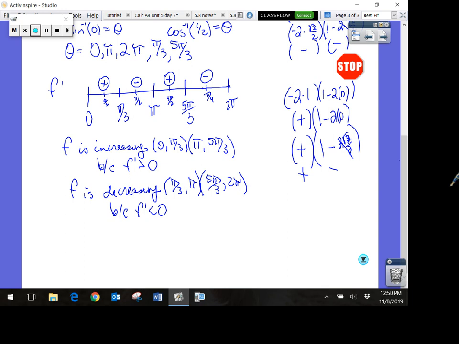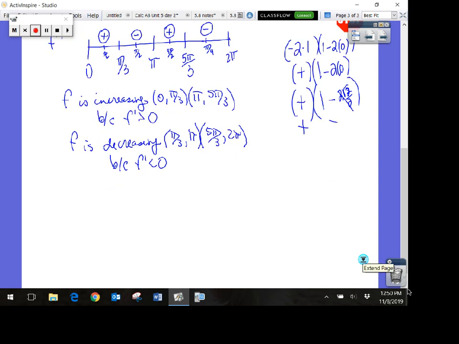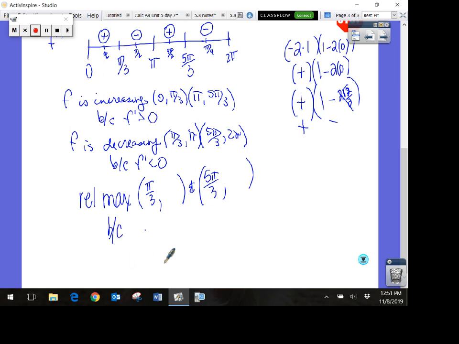And then we have our max and min question. So, notice we get positive to negative here and from positive to negative here. There's two places positive to negative. So, we will have a relative max at pi over 3, something. We'll find that value in a second. And 5 pi over 3, something, because F prime goes from positive to negative.